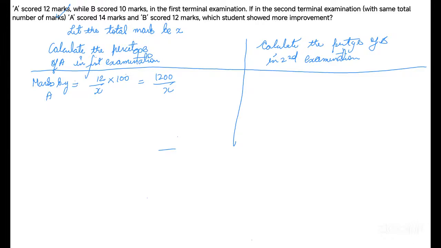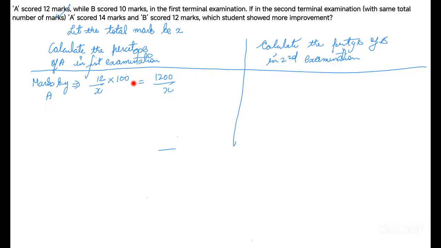Did you understand, guys? Yes or no? Can you explain it again? See, I'm taking the total marks as X, which I don't know. Now if you want to calculate the marks, it becomes given marks upon total marks into 100.